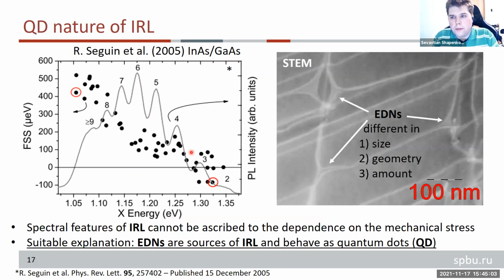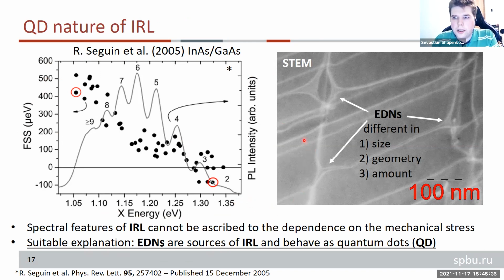This can be explained if we consider sources of intersection-related luminescence as a system of quantum dots or quantum dot-like system. In these quantum dots, the fine structure strongly depends on the geometric parameters of these quantum dots, as can be seen in this graph.